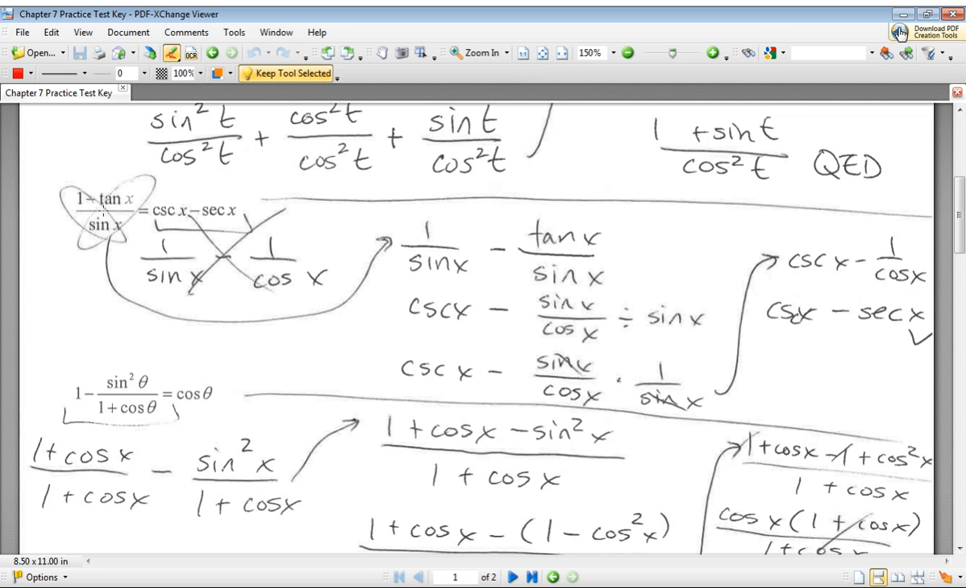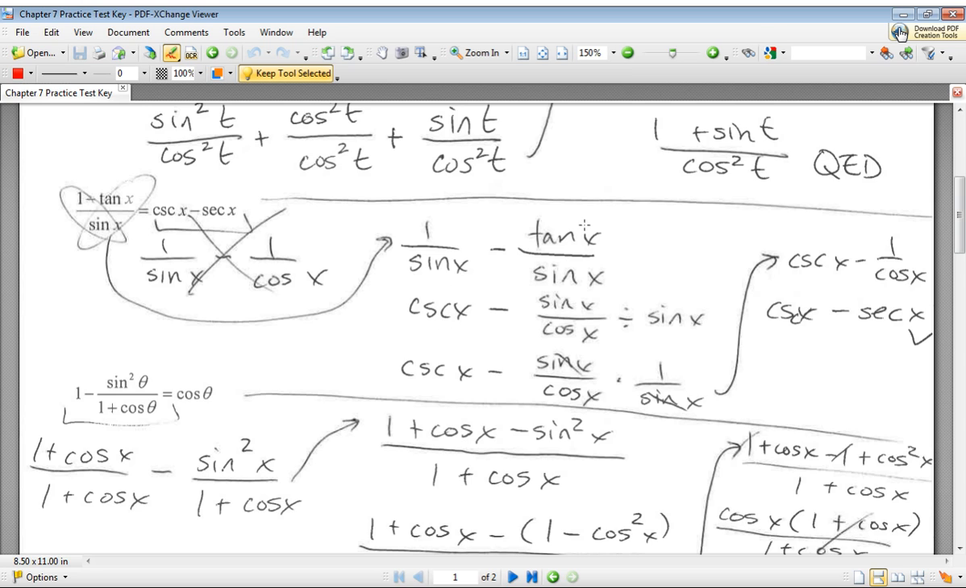And I figured, okay, let's try the other side. So I have a victory V, which you can only make V-shaped. You can't do it upside down. So I break apart and get 1 over sine, and I get tangent over sine. So once I do that, I have 1 over sine. Well, that's cosecant. That's a good start.